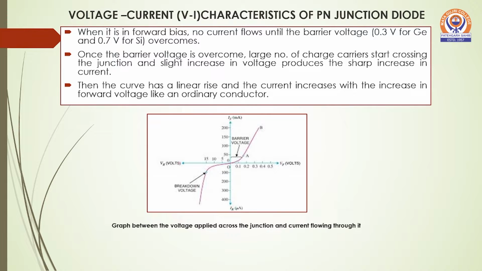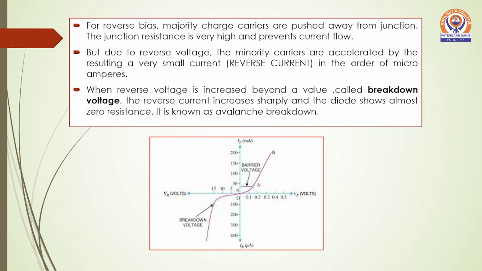Once the barrier voltage is achieved, along the curve AB, a slight increase in voltage produces a sharp increase in current. The curve along the region AB has a linear rise. While for reverse biasing, majority charge carriers are pushed away from the junction and it has a high resistance, which prevents the flow of current.